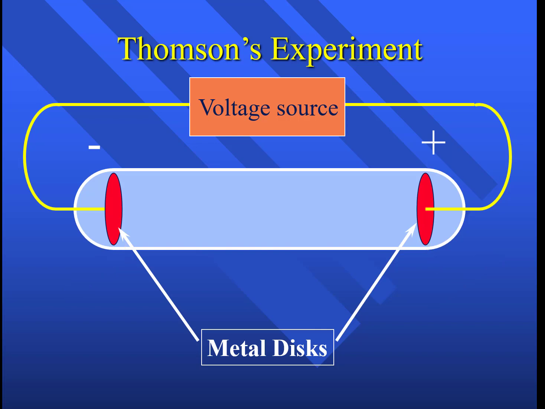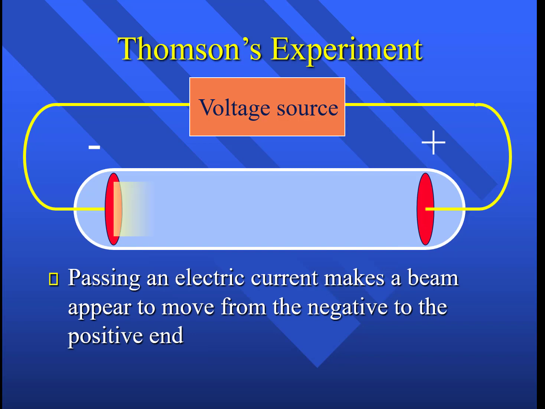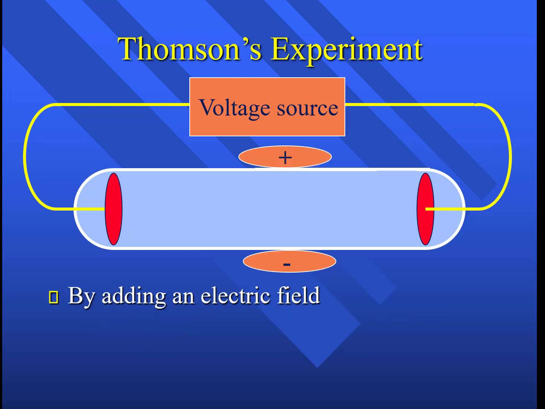So if I turn on the power, a beam moves from the left-hand side to the right-hand side. From the negative to the positive, from the cathode to the anode. So it's a ray that comes off the cathode, a cathode ray. Now we saw on the video that they could move this around with a magnet. You can also move it around with charges.